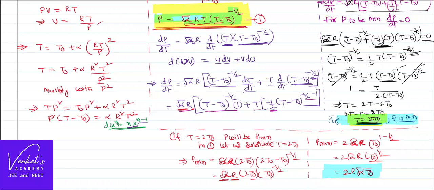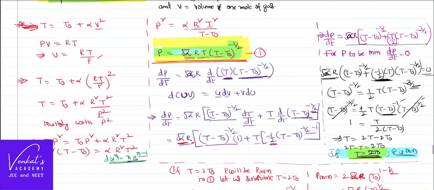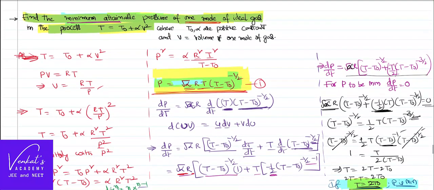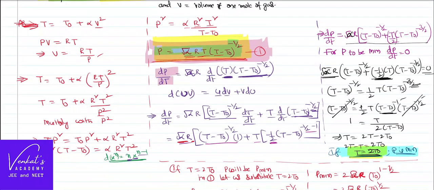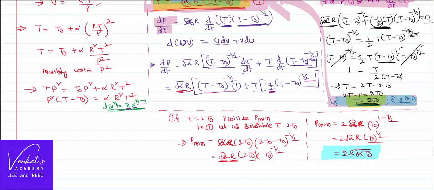So the problem though looks lengthy, it's actually simple. What we have done is, from the given relation, we have first calculated the pressure. From that pressure, we have differentiated it. And for something to become minimum, differentiation has to become 0. We have equated that to 0 and we got a temperature relation. We have substituted this relation back in P so that we got the answer. That's what your answer is.